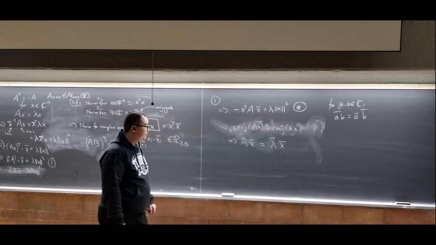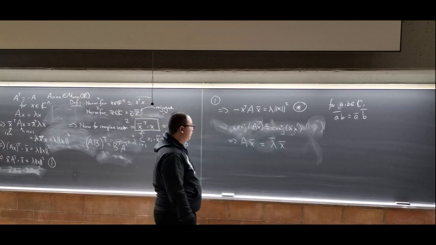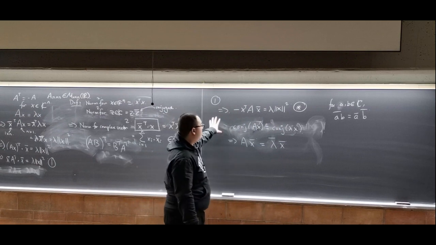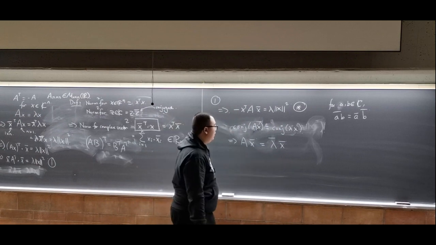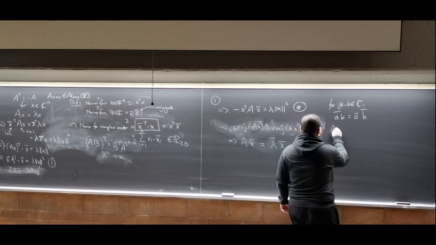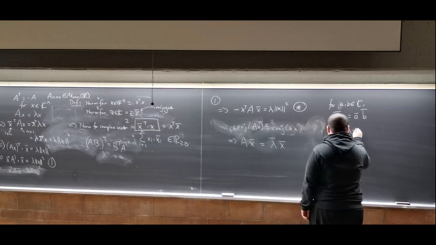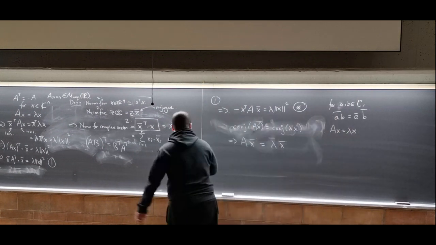How did you remove one X term? No, I did not remove it. This is just something completely separate. Sidestep, okay. Because we know that AX equals lambda X, right? So all I do is apply the conjugate to both sides.